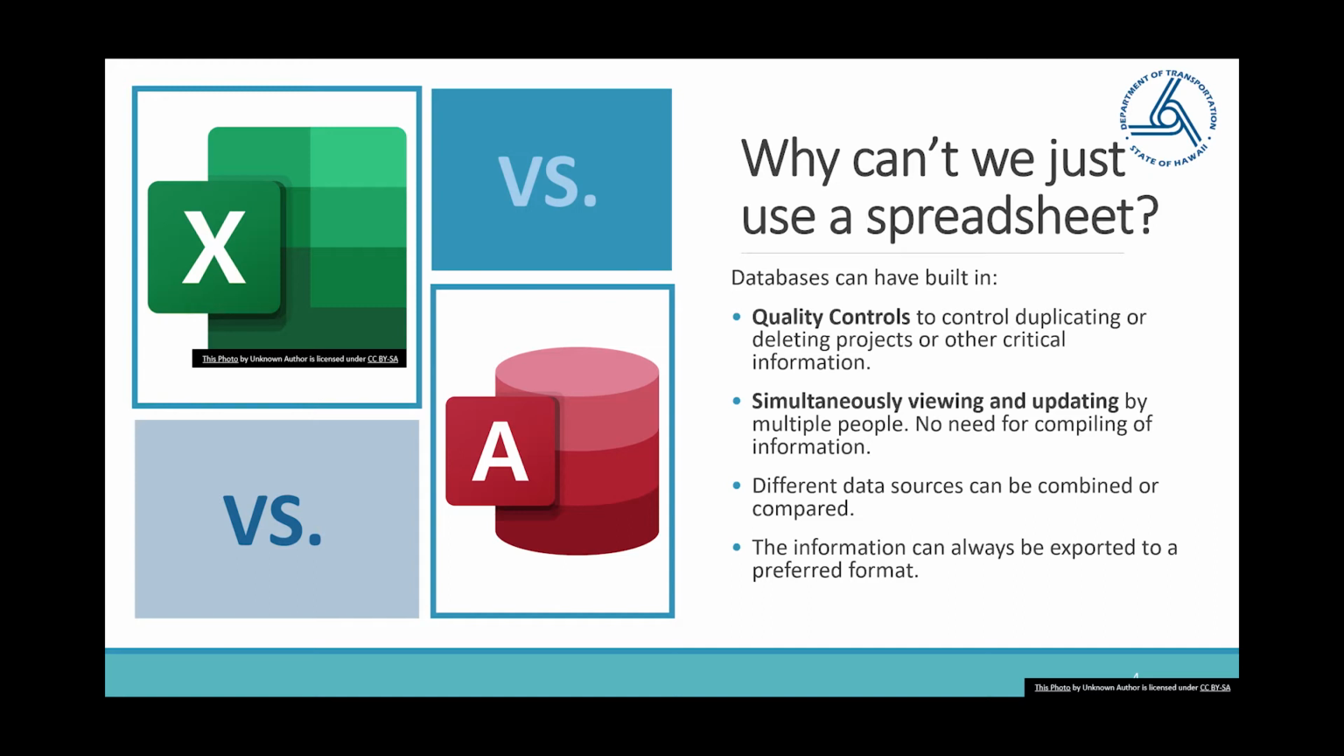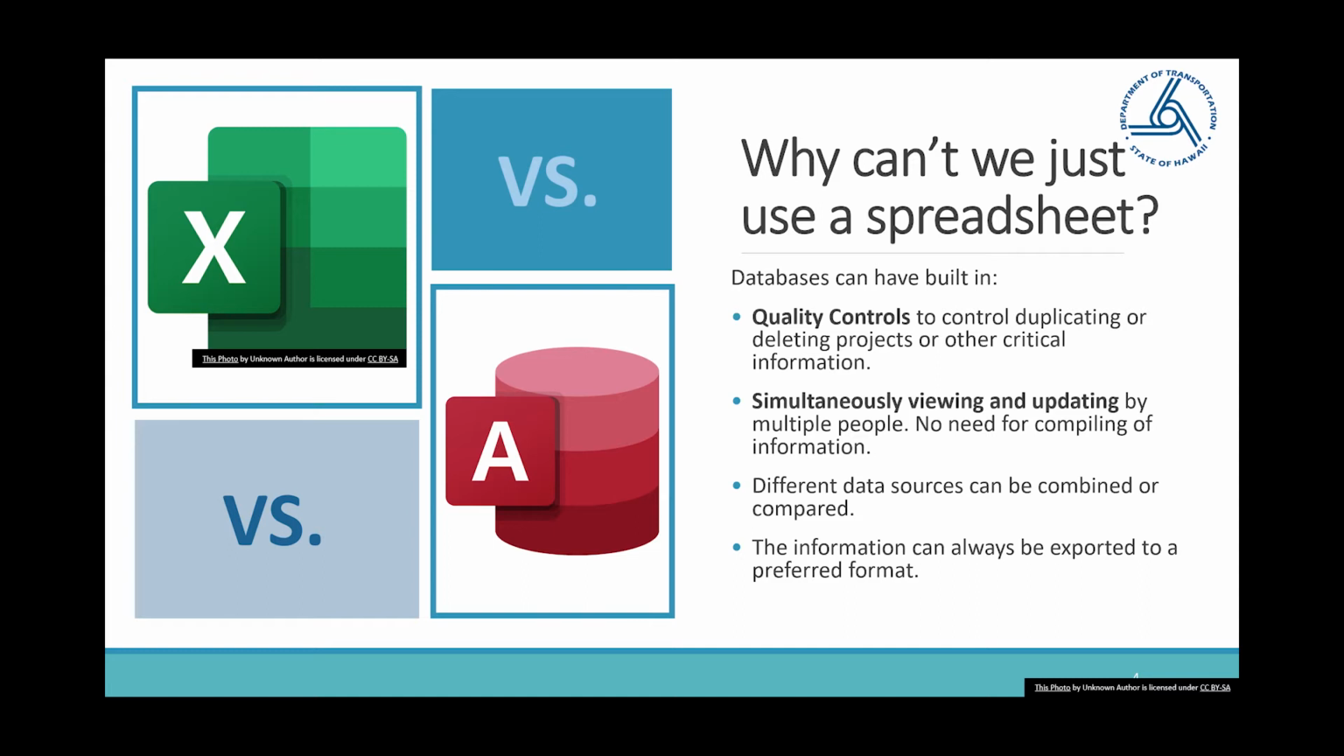Databases can also be viewed by different people and updated at the same time, as opposed to Excel, where if somebody's opening a shared document, you can't make any changes until that person closes it. Also, different data sources can be combined or compared, so you can merge different sources of information into the project status system and have many different things uploaded in one location, and it should save a lot of time. This also limits the amount of double entry that is a problem with Excel.